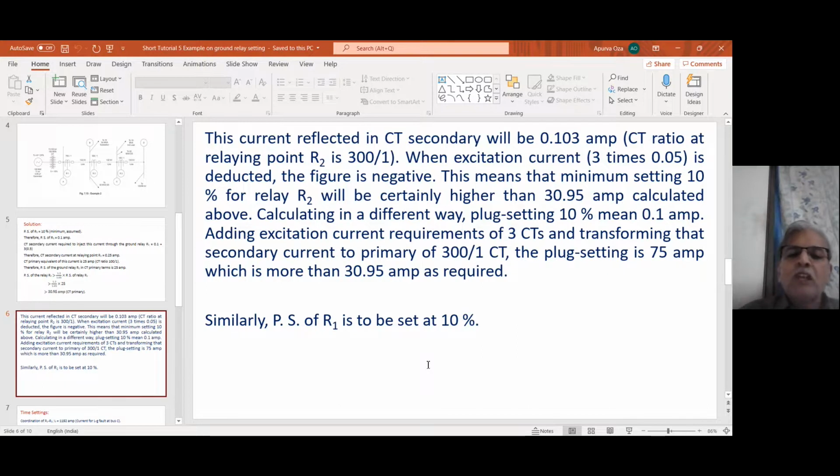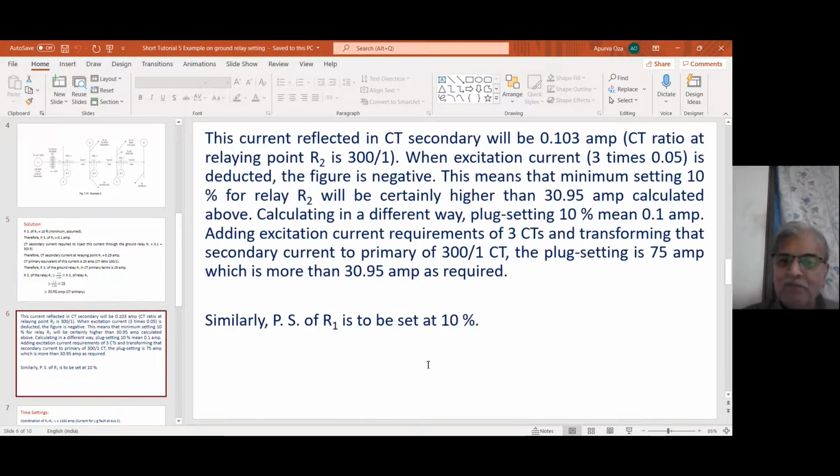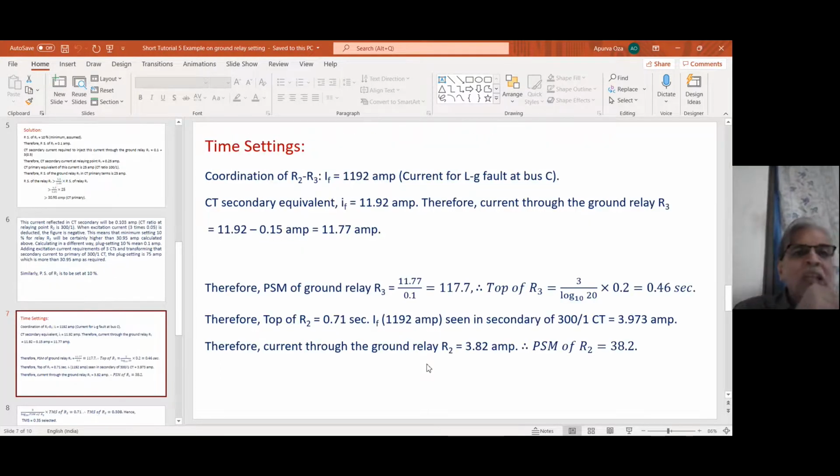75 is obviously more than 30.95, so my condition is fulfilled, that is plug setting of R2 should be more than plug setting of R3, so that more than is fulfilled. So my plug setting of R2 becomes 10%. That is also 10% minimum. R3, I assume 10%. R2, I calculated 10%. On similar lines, you can calculate. You can try it, my dear friends, because everything we will not do. You can try and you will see that it is also 10%. So all the 3 plug settings are 10%.